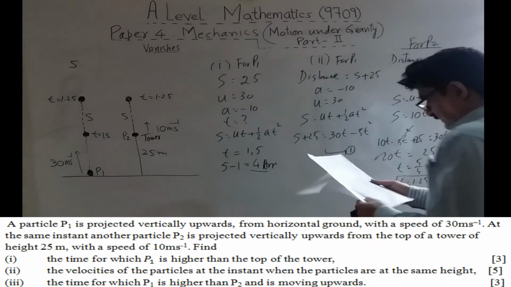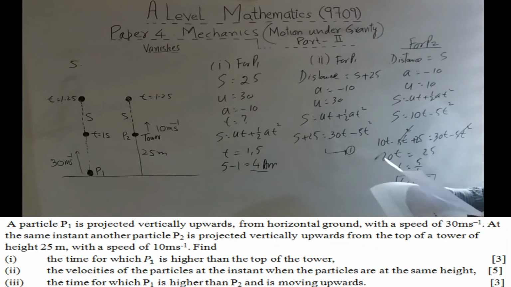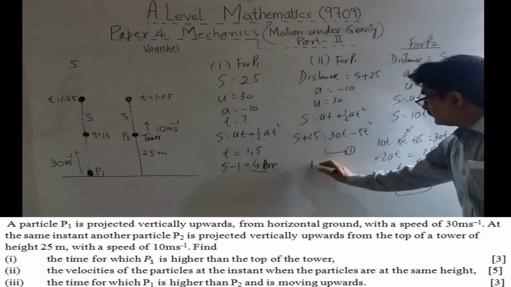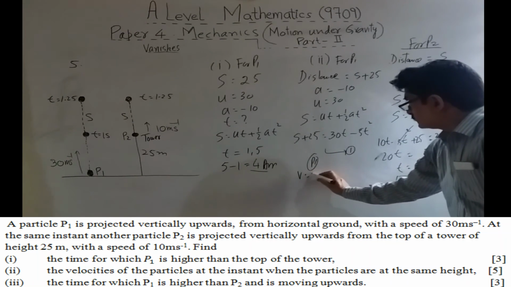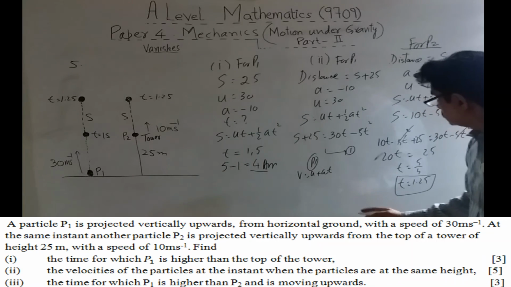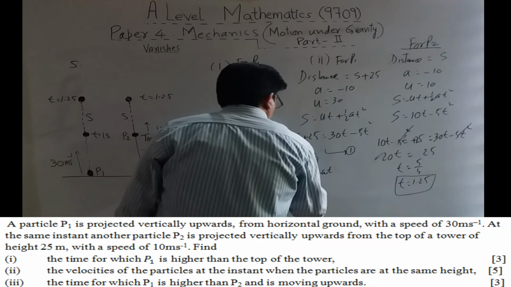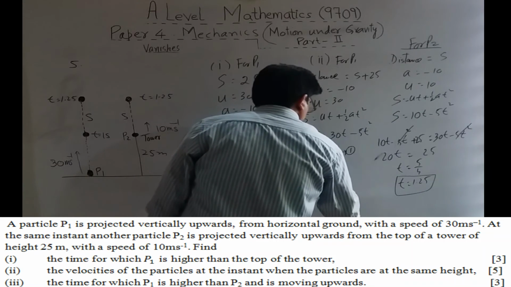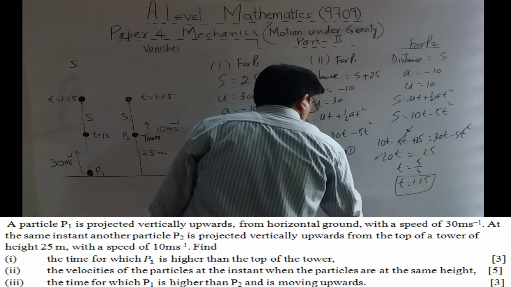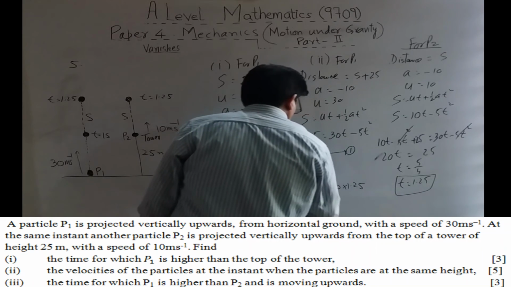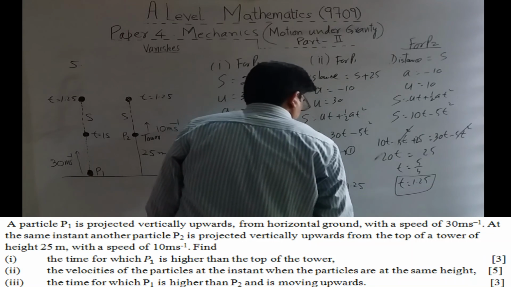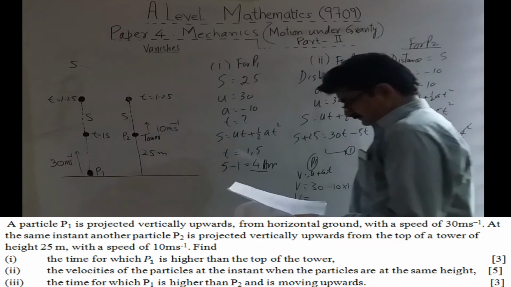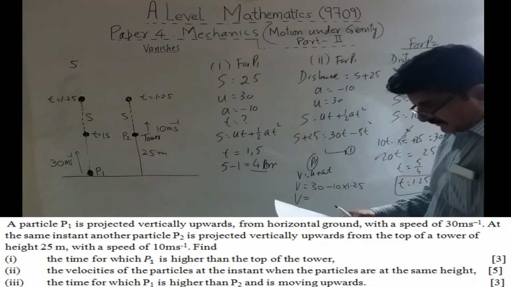But you are asked to find the velocity of the particle. Now for P1, v is equal to u plus at. So we have v is equal to 30 minus 10 into 1.25. So from here we will get v is equal to 17.5.